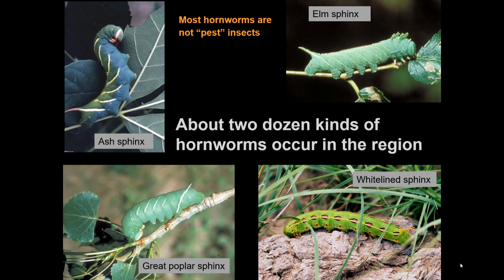So first you have to understand there's lots of kinds of hornworms in the state, and most of them aren't pests. So there's hornworms on an elm tree. There's hornworms on an ash tree. There's hornworms on your poplars. Nobody ever worries about these. They chew on some leaves, but nobody even notices them. And then there's also this white-lined sphinx, which feeds on plants that normally we don't care about.